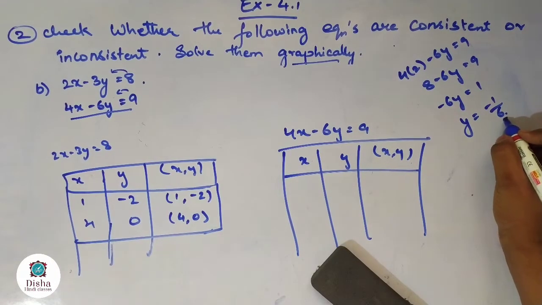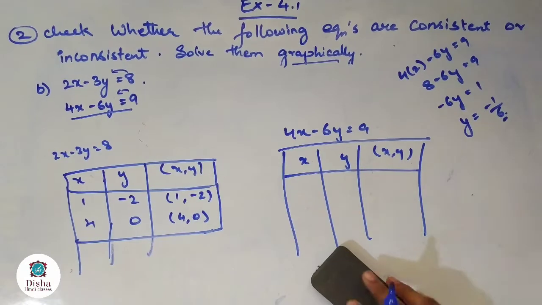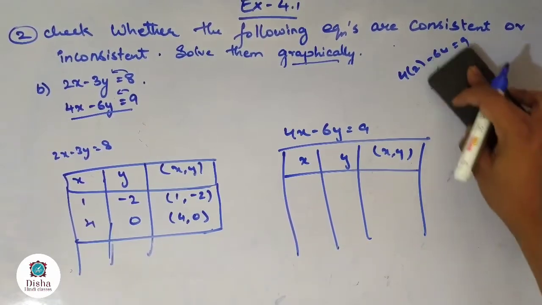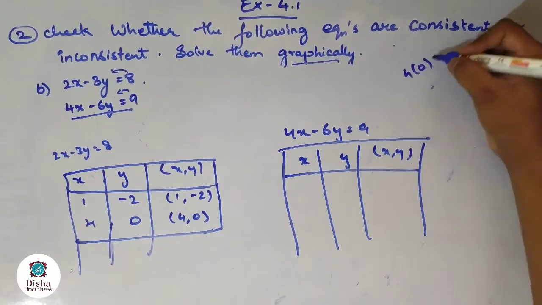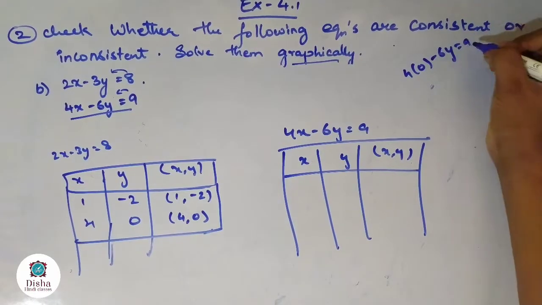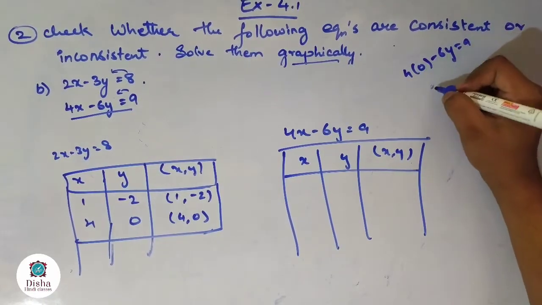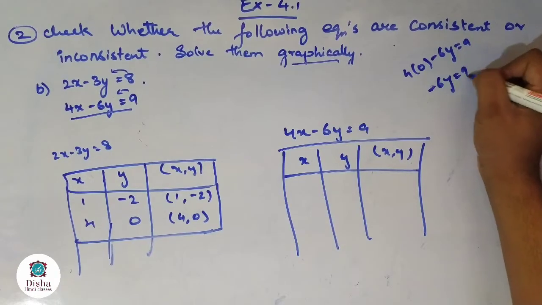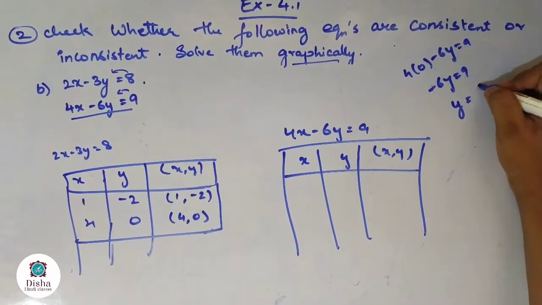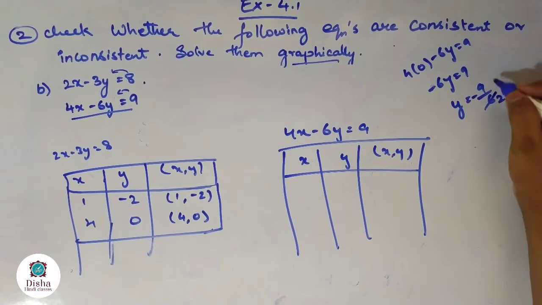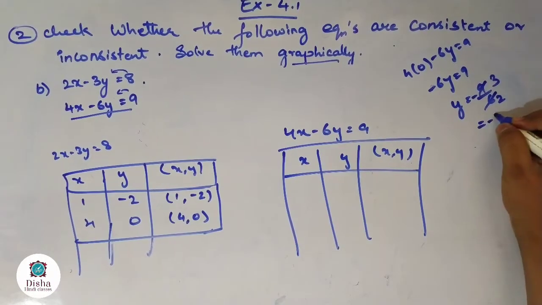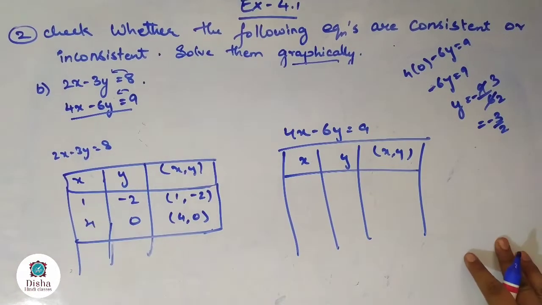So here we are getting 1 by 6. So let us take x value as 0 first. So 4 into 0 minus 6y equals 9. 4 into 0 will be 0. Minus 6y equals 9. Y equals 9 by minus 6. So 3 twos are 6, 3 threes are 9. That will be equal to minus 3 by 2.